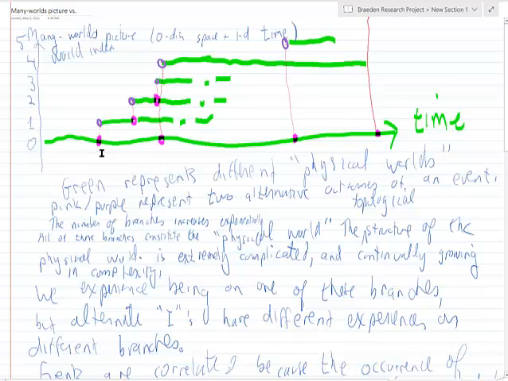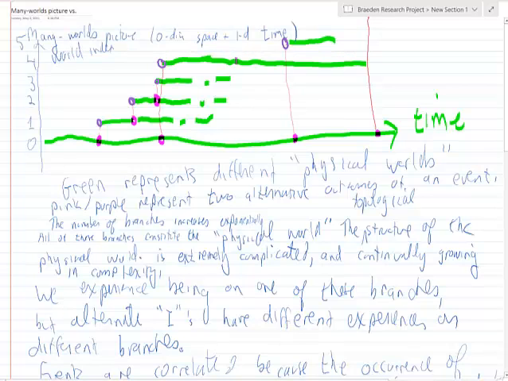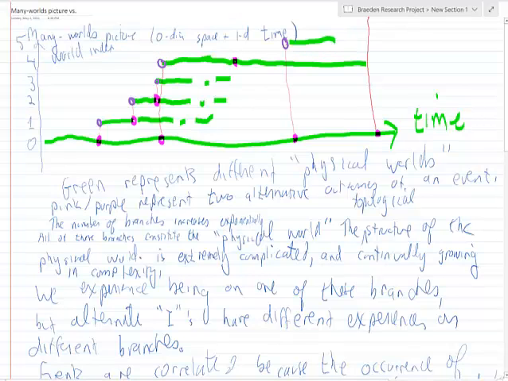All right, so the green represents different physical worlds. Pink, purple represent 2 alternative outcomes of an event. Each one of these world lines has events at different times. I mean, here you might have other events here. As I said, I didn't draw them. If I had another pink event here, I would have to create another branching. So there would be another branch up here that goes to a world up above. Okay, so here also this purple would have more events. There would be more events here, and so on.